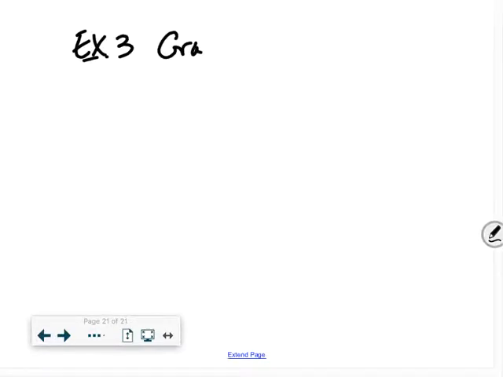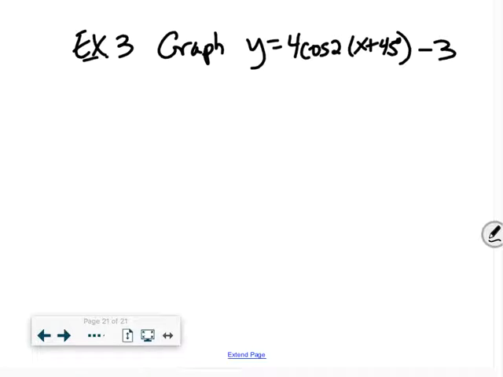This could be a period. Y equals 4 cosine 2 times the quantity x plus 45 degrees minus 3. All right, do as much of this as you can.